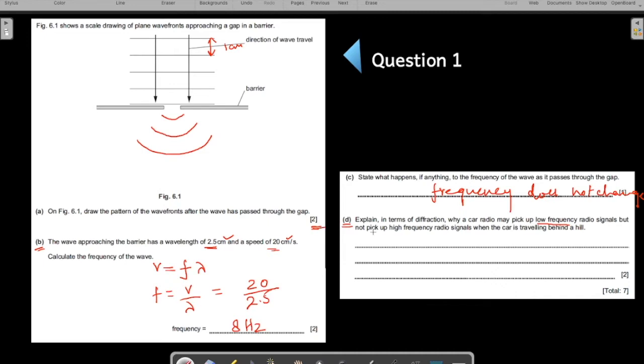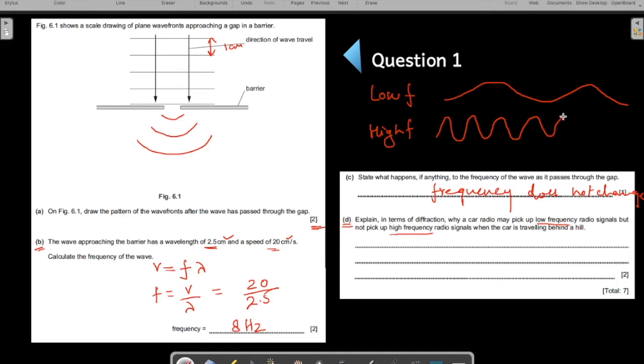Low frequency radio signal, high frequency radio signal. Let us understand how a low frequency radio signal will look. Low frequency, lesser number of waves in a given period of time. That's a low frequency. High frequency, more number of waves in the same amount of time. So the second picture is a high frequency because you see a larger number of wave patterns in the same amount of time.